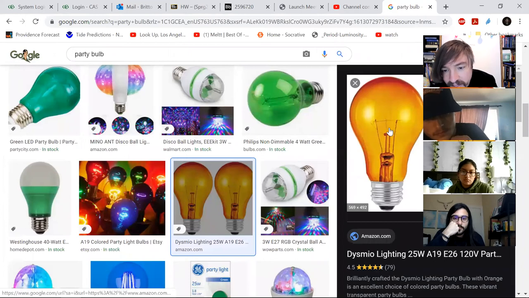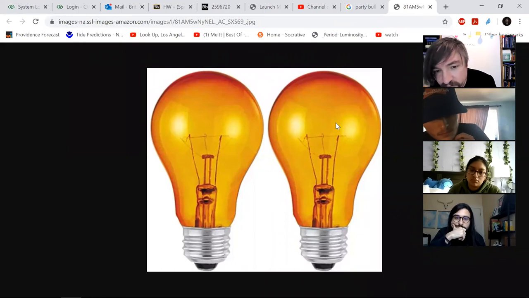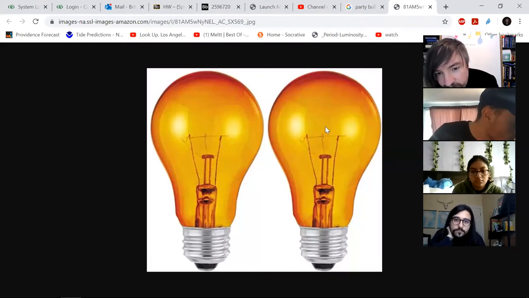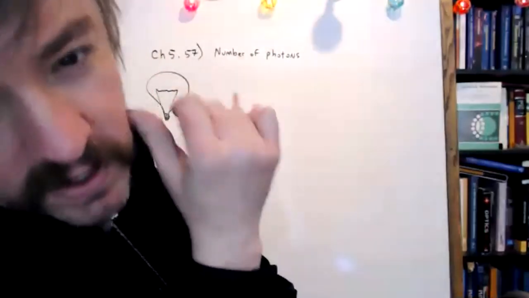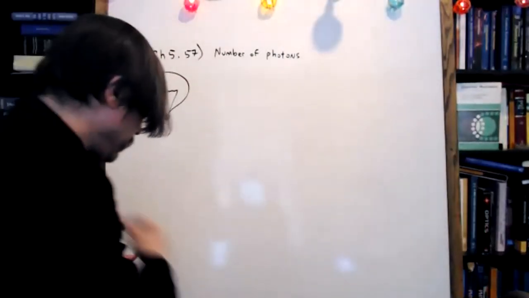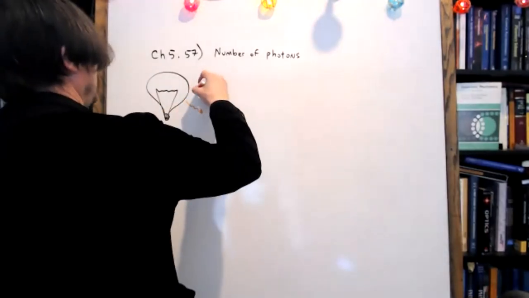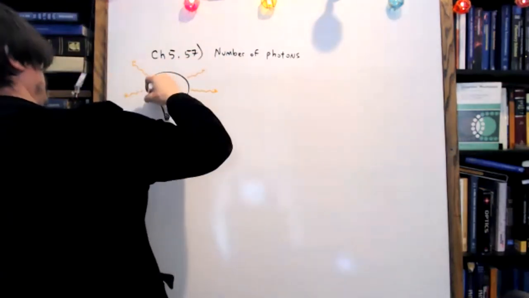Now, in reality, this orange party light probably doesn't give off a pure wavelength of orange. I bet this glass filter lets out a range of wavelengths centered around orange. But if you could narrow the filter so that it only let out 600 nanometers, it would be a very, very pure orange, like a laser. This is almost like an orange laser party bulb, okay? So all the light coming from this bulb is in the form of photons whose wavelength is 600 nanometers.